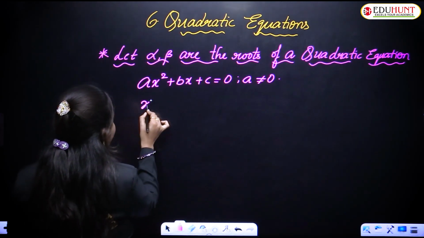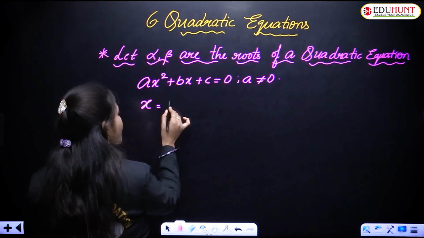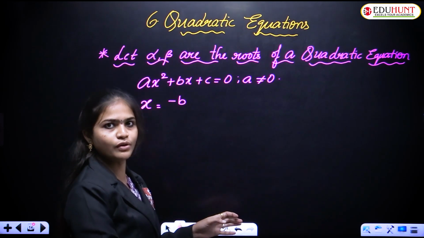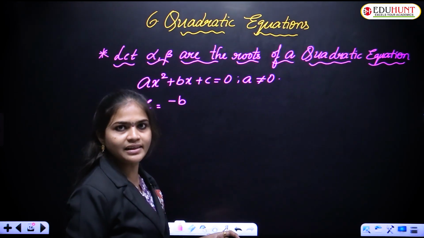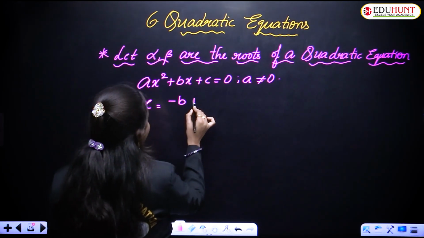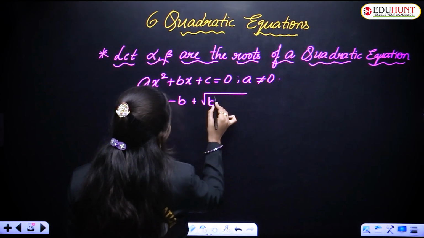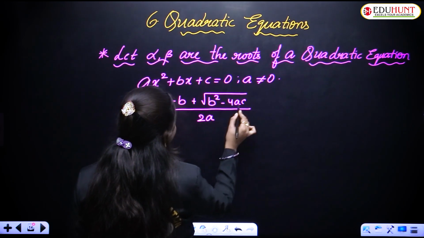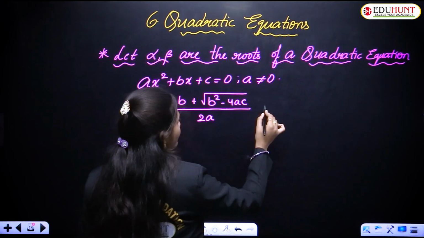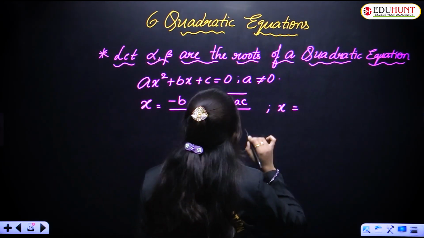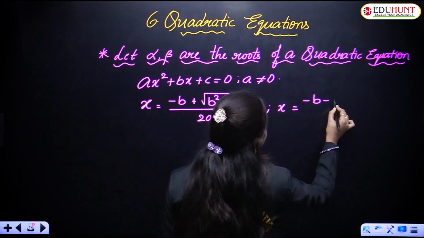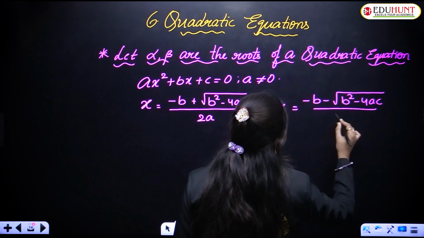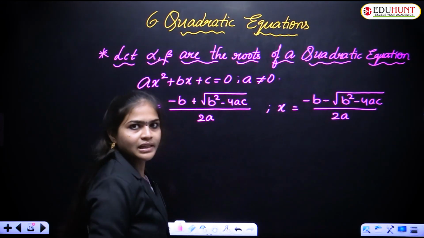So x is equal to minus b plus or minus, which means by taking plus we get one root, and by taking minus we get the other root. So one root is x is equal to minus b plus square root of b square minus 4ac by 2a. And the other root is x is equal to minus b minus square root of b square minus 4ac by 2a. This is the second root. Am I clear to you?